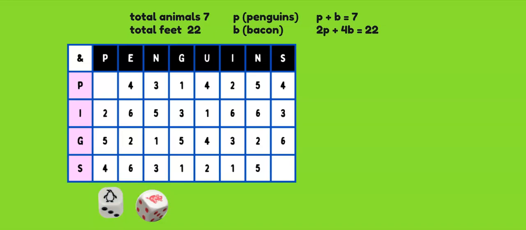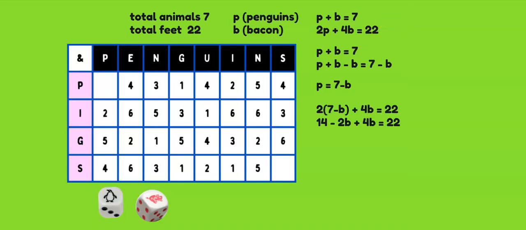So I'm going to try to solve for the P for the penguins first. In order to do that, I need to get that P all by itself. So I'm going to take that B and subtract it from both sides of the equation. So I have B minus B, because whatever I do to one side, I have to do the other side, equals 7 minus B, which gives me P equals 7 minus B. So now we have the P isolated by itself. So then I can plug it into this 2P plus 4B equals 22.